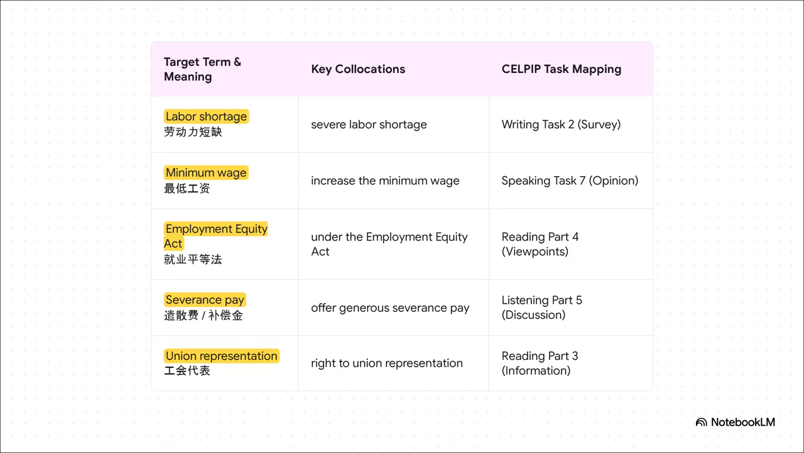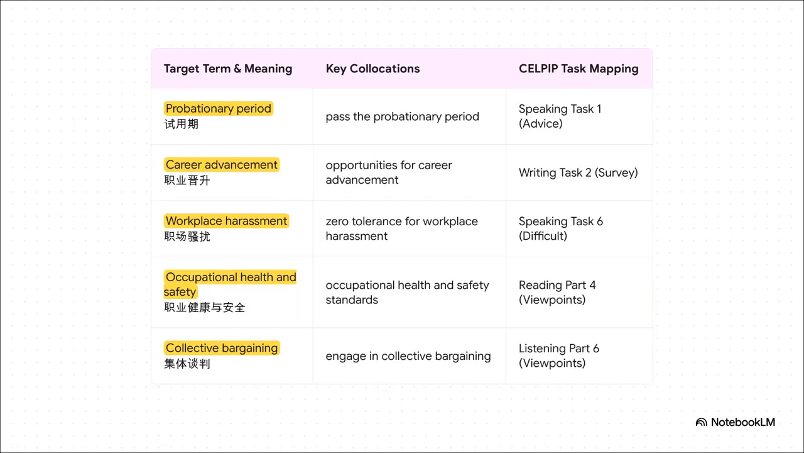Severance pay. 遣散费,获补偿金. In listening Part 5, you might hear disputes over a company refusing to offer generous severance pay. And finally, union representation. Union representation. 工会代表. This is where workers rely on their right to union representation, which is a very frequent theme in reading Part 3. Next up, some core HR terms.